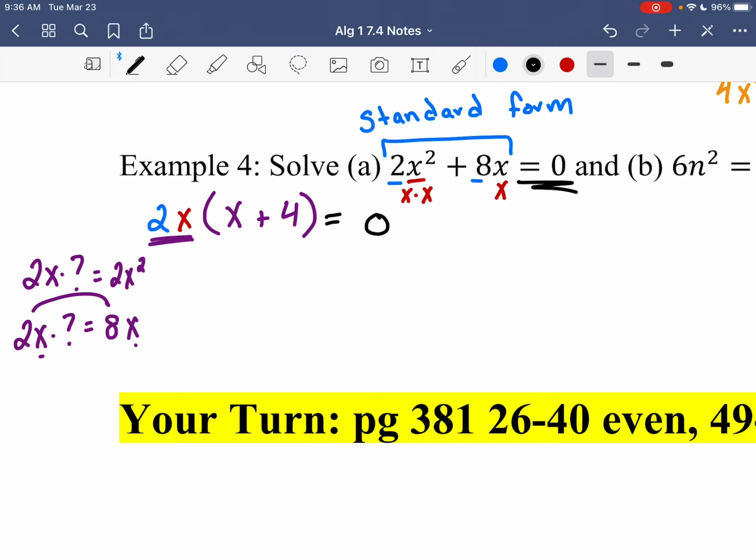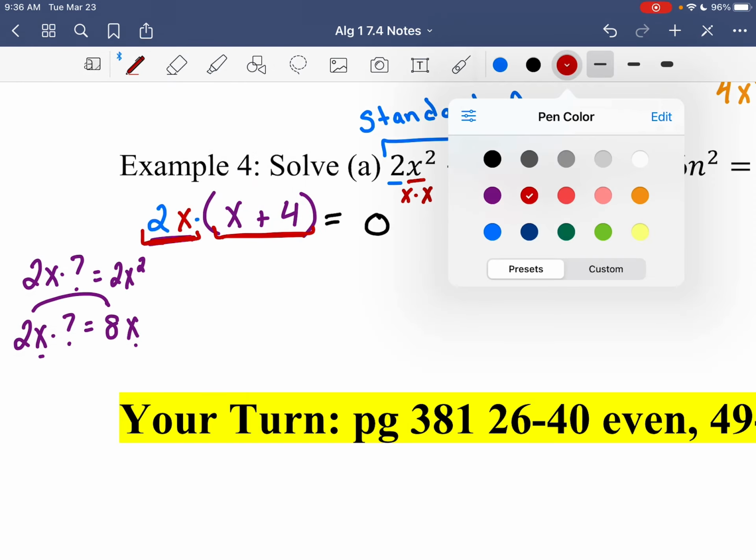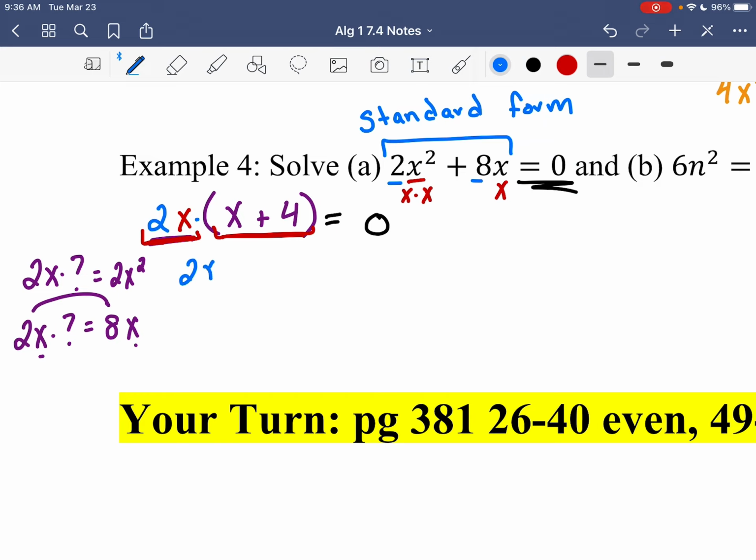But now that I have it in factored form, I can do what we did in the last section, and set each factor equal to 0. There's my two factors, 2x and x plus 4. So we're going to set each of those equal to 0. So 2x equals 0, or x plus 4 equals 0. Here we'll divide both sides by the 2, x equals 0. Here we'll subtract 4 from both sides, or x equals negative 4.